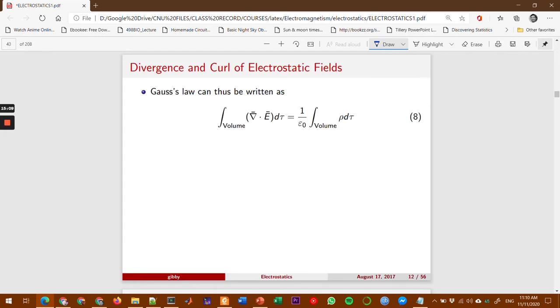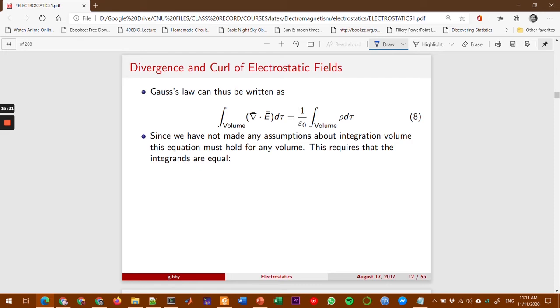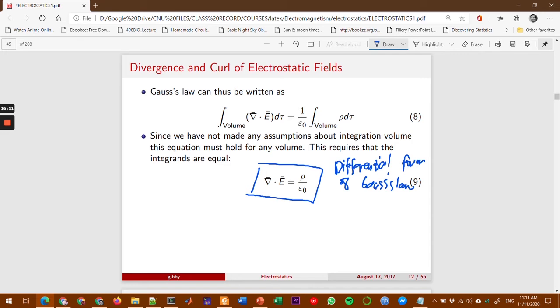So Gauss's law can then be written as, using the divergence theorem, the integral of the divergence of E d tau, and this is the Q enclosed over epsilon naught, right? Since we have not made any assumptions about the volume of integration, it could be anything, therefore the integrands must be equal. So if this is equal to this integrand, we can drop the integral and we are left with equation 9: del dot E equals rho over epsilon naught. This is another form of Gauss's law, the differential form of Gauss's law.